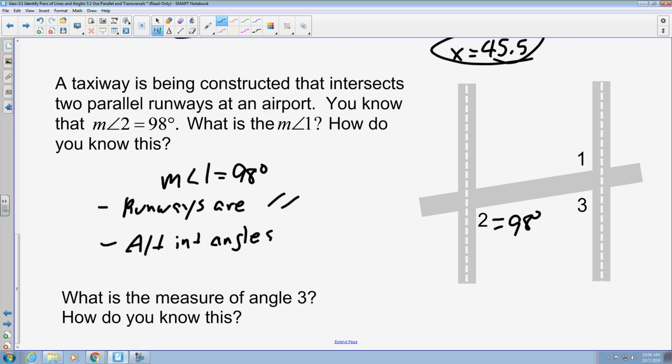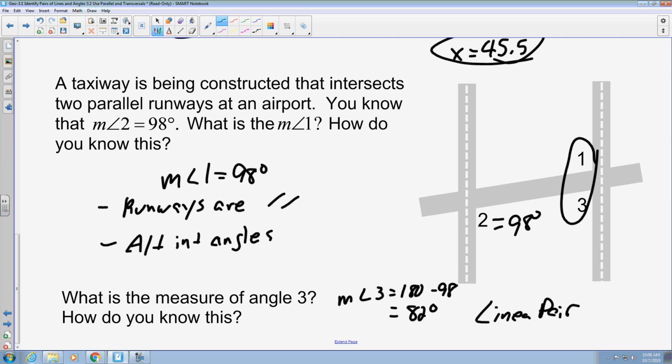It says, what is the measurement of angle 3 and how do you know this? The measurement of angle 3 is going to be essentially 180 subtracted by 98, which is going to equal 82 degrees. And actually what I can say is this, these two make up a linear pair.